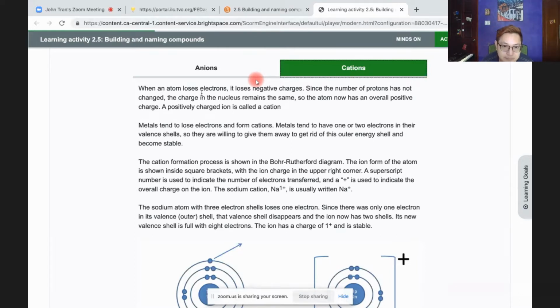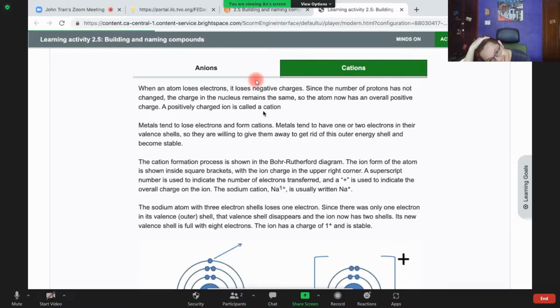When an atom loses electrons, it loses negative charges. Since the number of protons has not changed, the charge in the nucleus remains the same. So the atom now has an overall positive charge. A positively charged ion is called a cation.